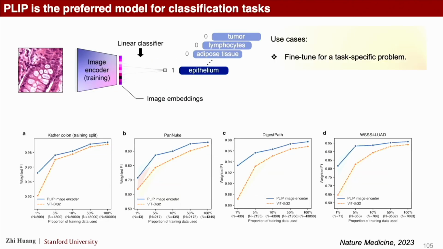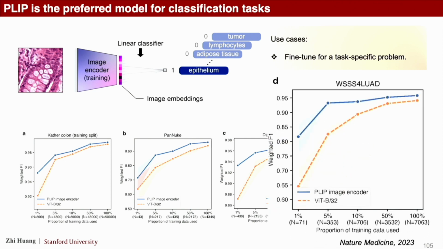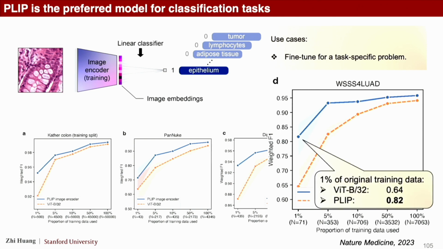PLIP is a foundation model that can do a lot of downstream tasks. One of the most exciting is that it is the preferred model for classification. Let's take an example in this transfer learning task. We found PLIP can outperform the same model architecture, vision transformer base, which was pre-trained on ImageNet, across 4 external validation datasets, all showing improved performance in classification tasks. The improvement is especially large when we only use 1% of the training data. So what does that mean to us? It means that in the future, if we want to train a pathology classifier for image patches, it is better to use the PLIP image encoder rather than other model architectures.